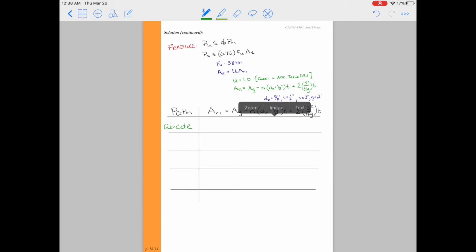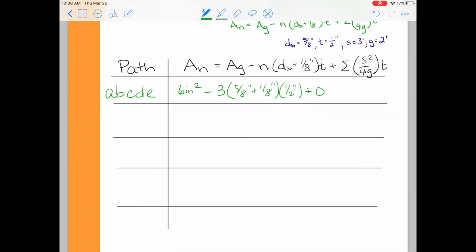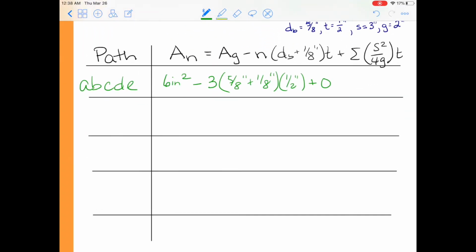So going across the width, we take the gross section area. Path A, B, C, D, E cuts through 3 bolt holes. The nominal diameter of the bolts was 5/8 inch. So we do 5/8 inch plus 1/8 of an inch times the thickness of the plate, which again, we're only considering the PL 1/2 by 12 because that will be more critical.